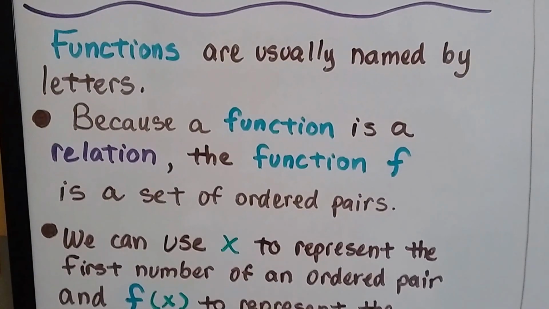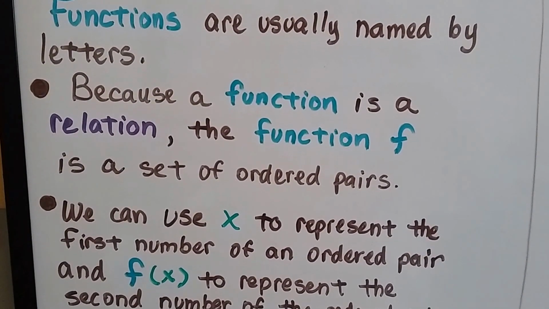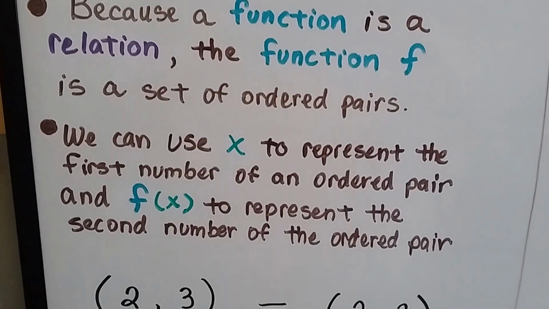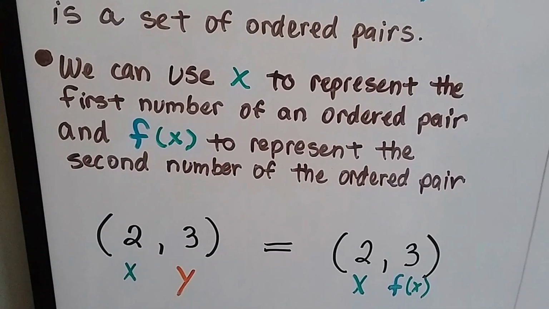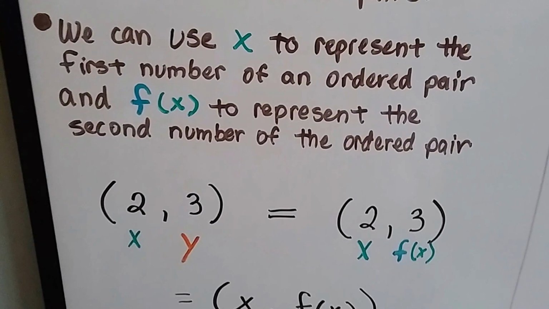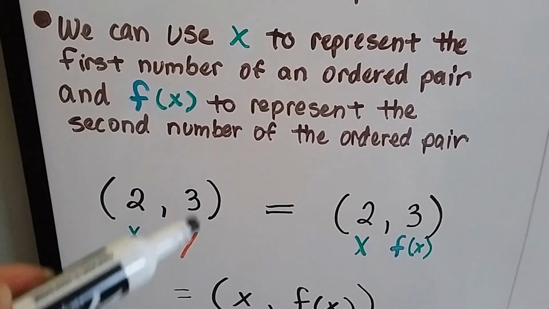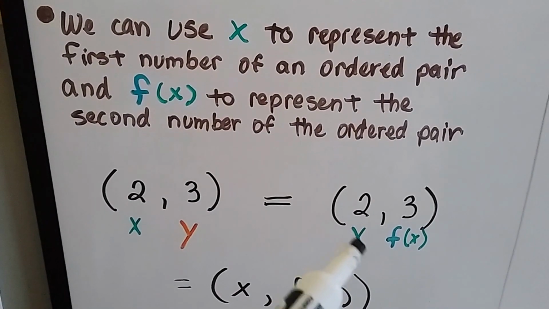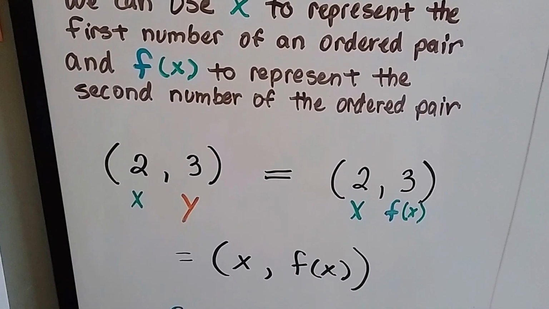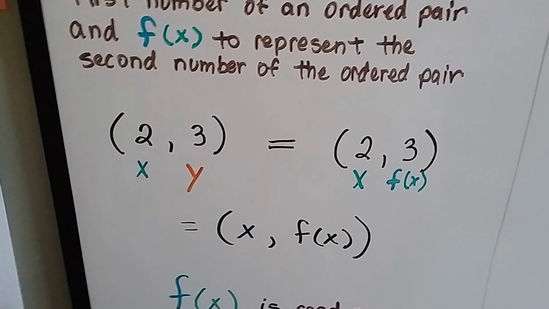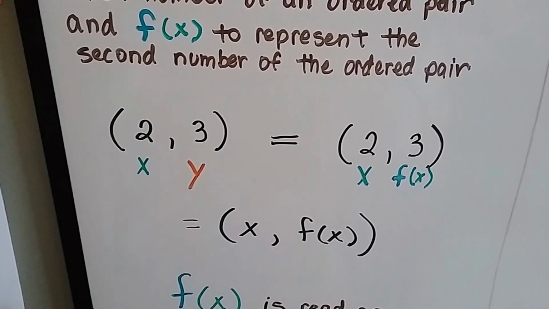So functions are usually named by letters, and because a function is a relation, the function f is a set of ordered pairs. And we can use x to represent the first number of an ordered pair, and f of x to represent the second number of the ordered pair. So think of x as the 2 and f of x as the 3, the y. It's the same thing as x and f of x. It's just a y, okay? No big deal, is it? It's just another silly name that the mathematicians gave to it. So it's the function of x, and that's the same thing as y.